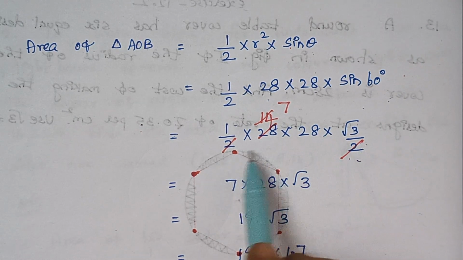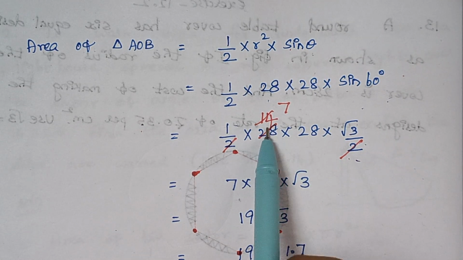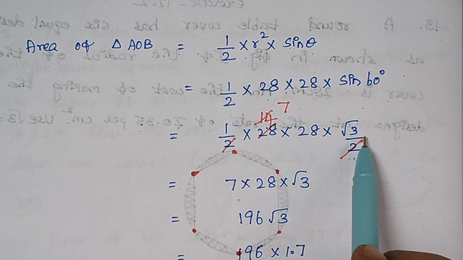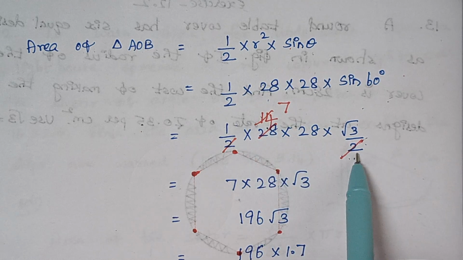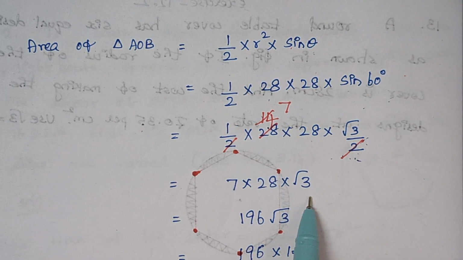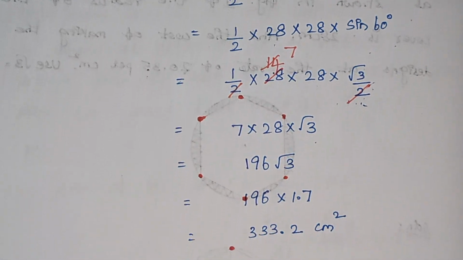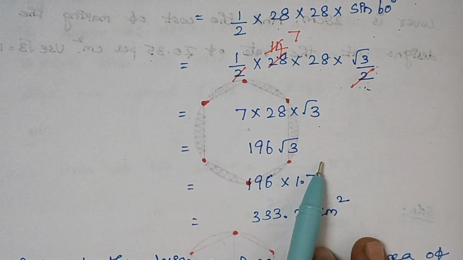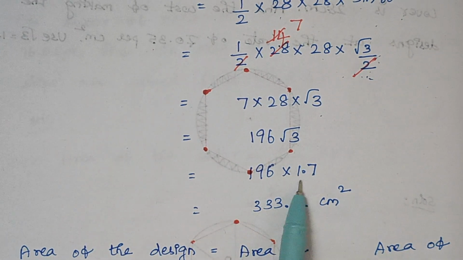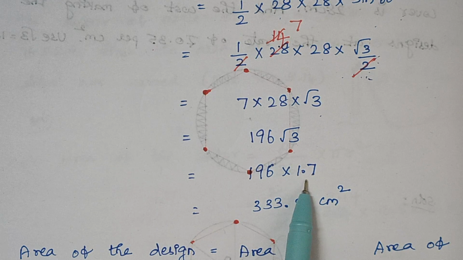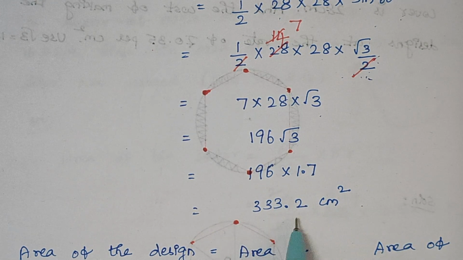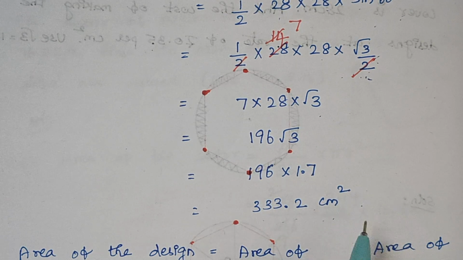So when you simplify, 2 and 28 cancel by 14 times, and again here we have 2, so 7 twos are 14. Again this 2 and 14 cancel each other. So the remaining terms are 7 into 28 into root 3. 7 into 28 is nothing but 196 root 3. Here the value of root 3 should be taken as 1.7 because it is mentioned in the problem. So when you multiply, we are getting the answer as 333.2 centimeter square.